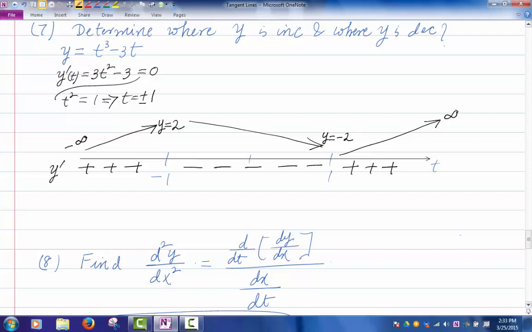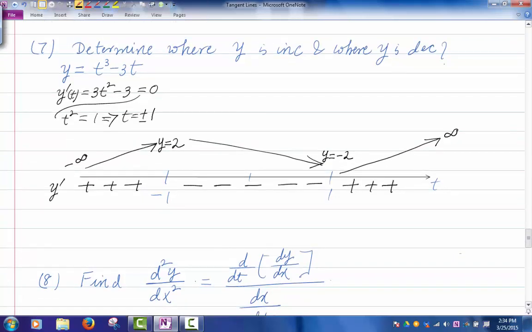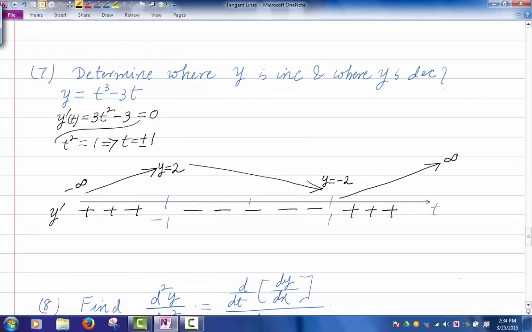Okay. If I want to sketch the graph of C, I need to know one more thing, which is the concavity. Okay. What's the concavity of the curve? Okay, so if I want to know the concavity, I need to know the second derivative of y with respect to x, not t. So let me know if you're done with part 7, and then we're going to move on to 8.